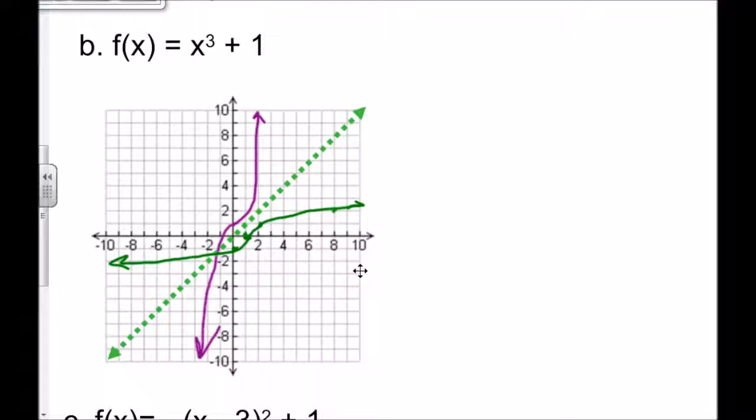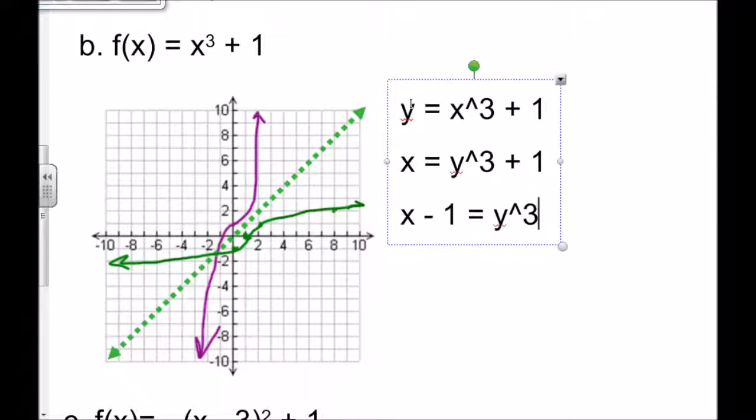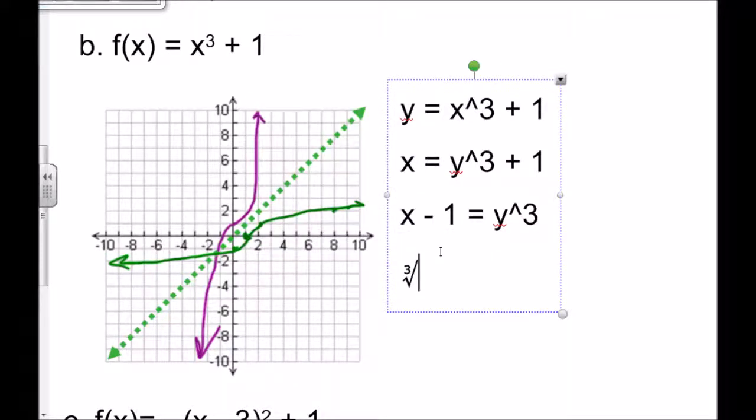Algebraically, if you have y equals x cubed plus 1, swap your x and y. First thing we'll need to do is subtract 1 from both sides, so x minus 1 equals y cubed. And then we'll take the cube root. So we're going to do cube root of x minus 1 equals y. And this is the graph of cube root of x minus 1, and you can check that in your calculator. So this should be the inverse.